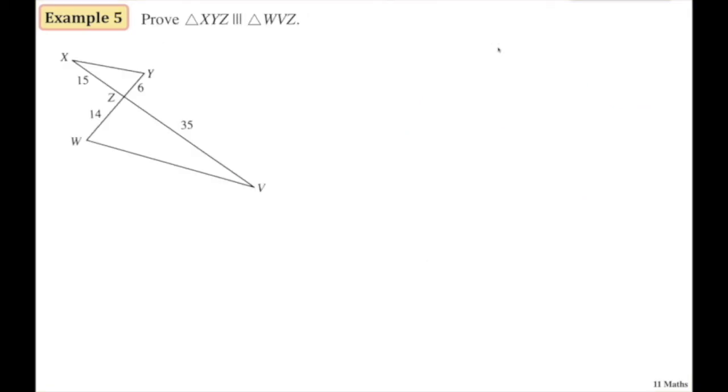Now example number 5. Okay, with this question we have to prove triangle XYZ is similar to triangle WVZ. So we're proving our triangle at the top and our triangle at the bottom are similar. So let's compare some matching or corresponding sides. If I look on YZ, the shorter side is 6. If I look at triangle WVZ, the shorter side is 14. So let's compare those. 6 over 14. If I divide them, they'll cancel to 3/7.